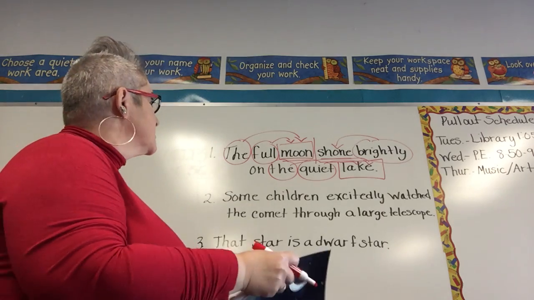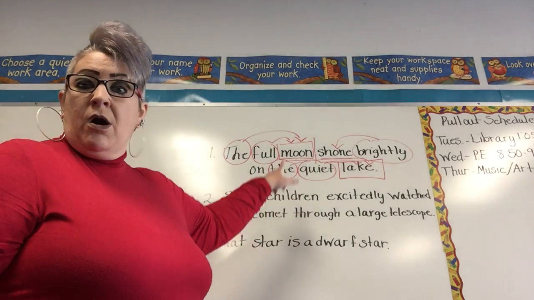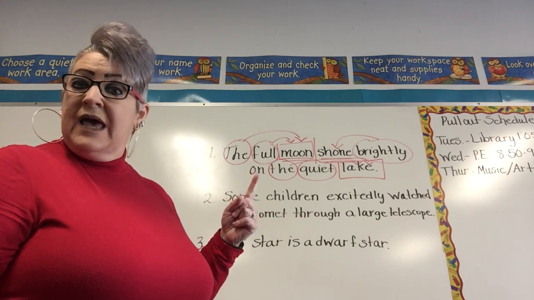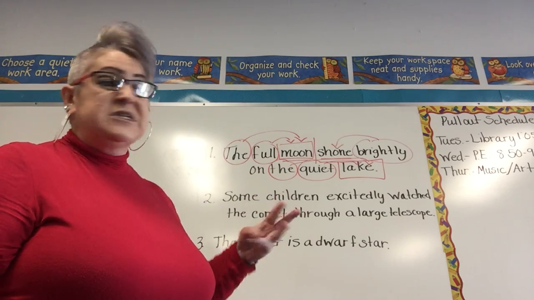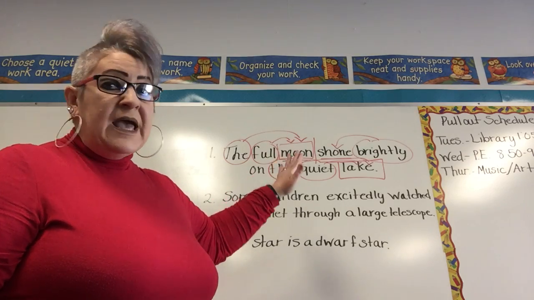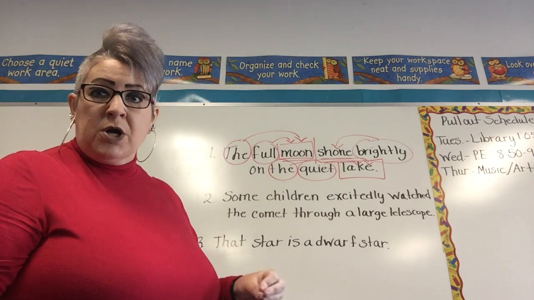Now look here, boys and girls. Look at all the markings you had to do for that sentence. That is a lot of underlining, circling, and drawing arrows. This is what makes language difficult. You have got to take it part by part.